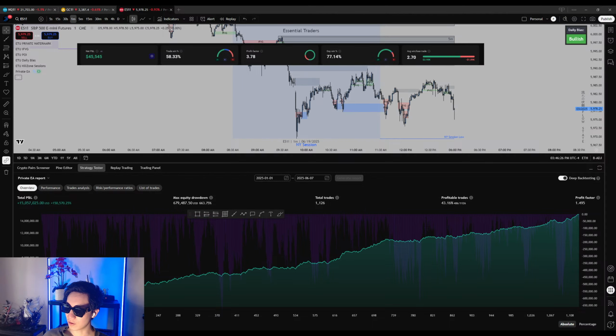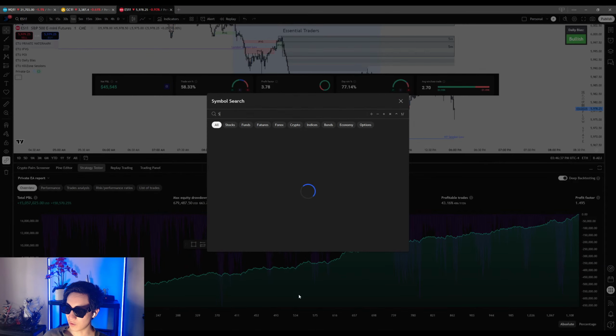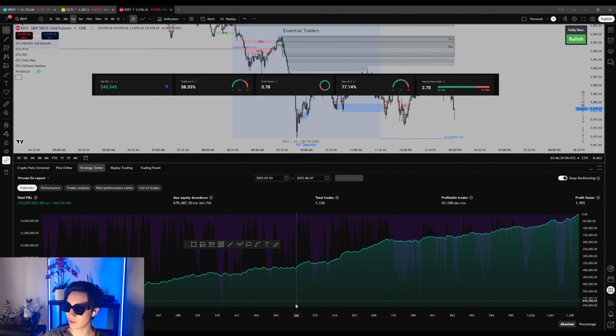If you do math here, your max drawdown, you can just divide these numbers also, because I don't know how TradingView works out percentages. It's very weird, but this is a year and a half of data. 1,126 trades, so it's a huge sample size. This is plenty of sample size to prove it's very objectively profitable.